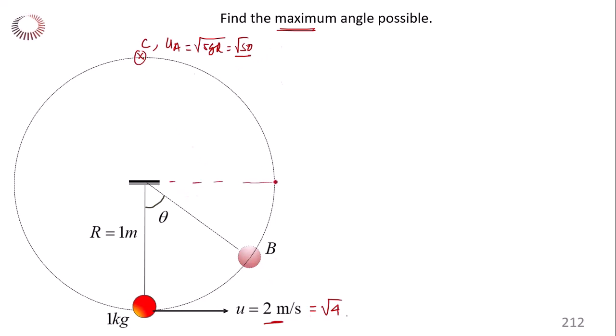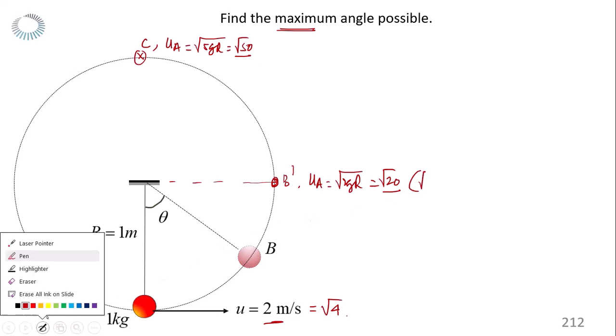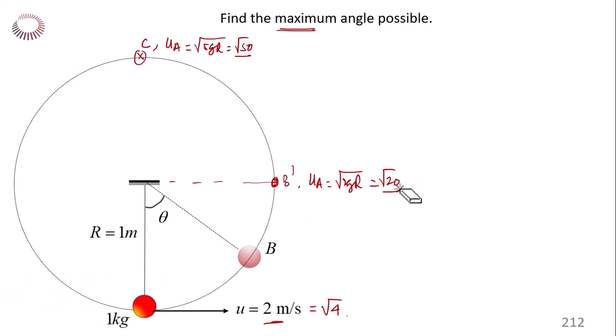Now in order to go up to point, let us say B prime, the velocity at point A should be equal to root of 2gr, that means root of 20. Again our speed is less than that, so root 20 is more than root 4. That means the particle will not cross the point B prime also. So in between B and A, there is another point B prime and A. One point is B, up to that point the particle will go.